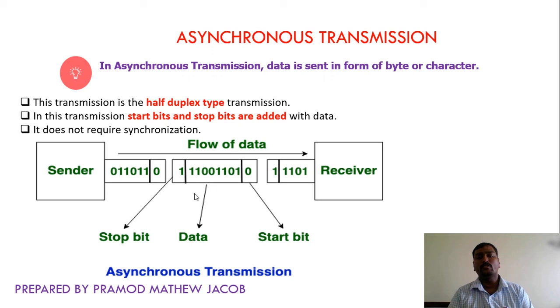The start bit is usually a 0 and the stop bit is usually 1. Asynchronous transmission does not require synchronization. So these are all the various types of transmission modes.